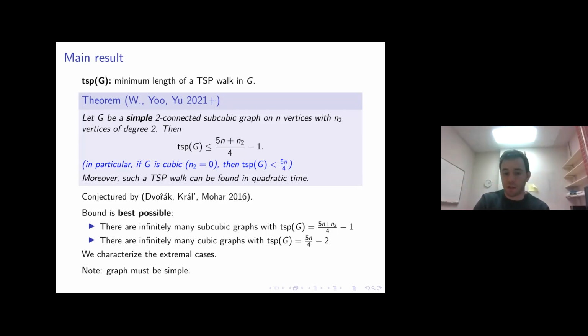I should now stress that the graph has to be simple. There are known families where it's not true if it's not simple. You can take 3 paths of equal length, join them at the endpoints, and add some parallel edges. The optimal TSP walk for that graph is essentially 4/3, and that does not agree with the proposed bound here. So it's important that the graph is simple.